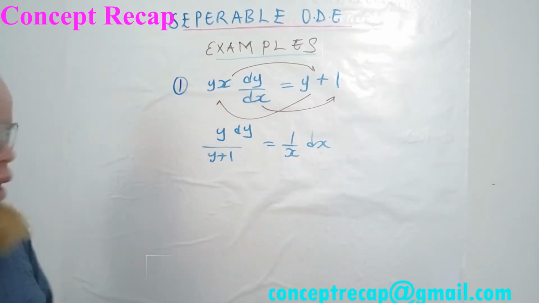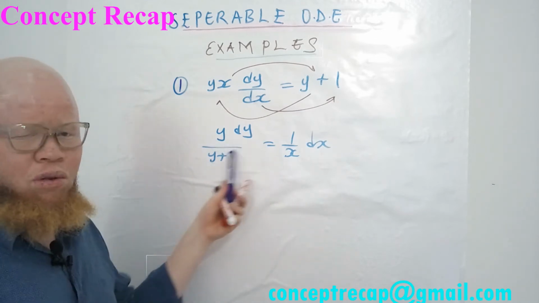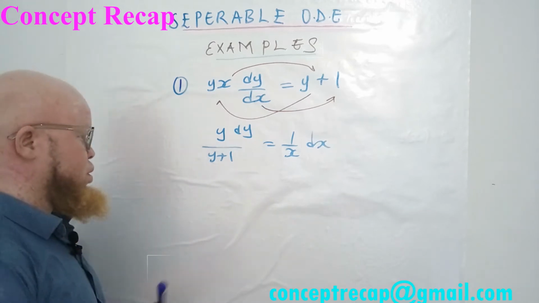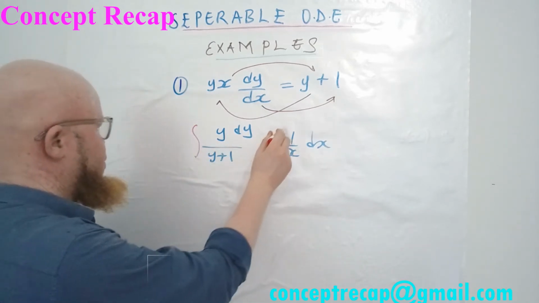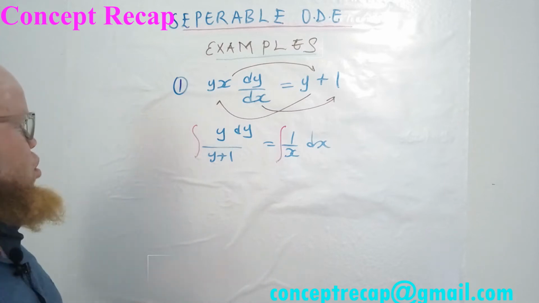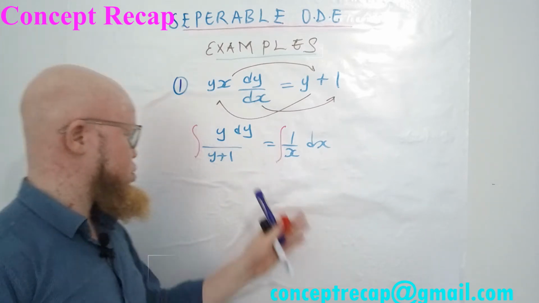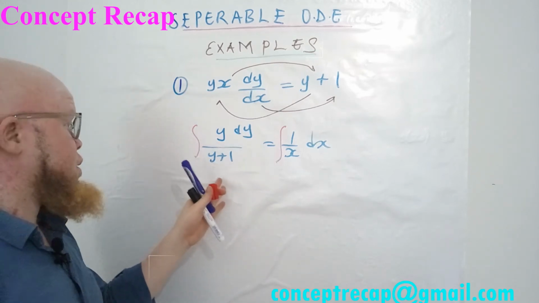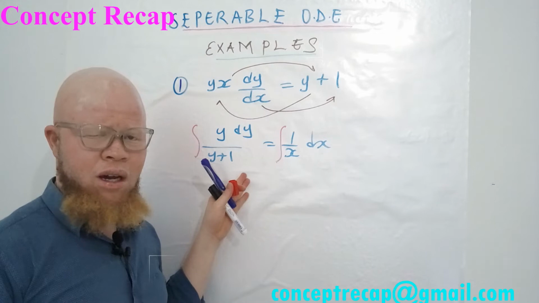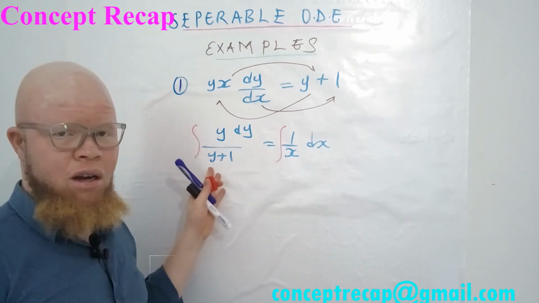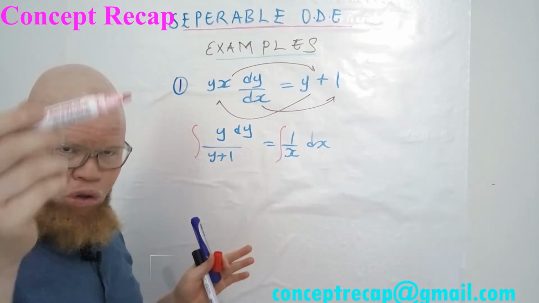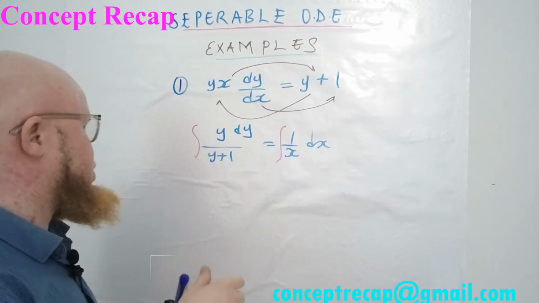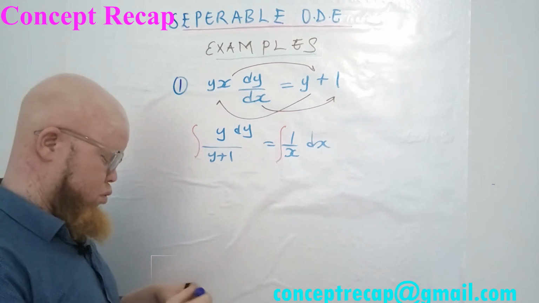Then the next step is you introduce the integral. You integrate both sides. The right hand side is easy because it's ln x, while for this one you can use U substitution to solve this part. I'm going to put the solution for U substitution, but we use a different method. The method is the one I'm going to show you just now.